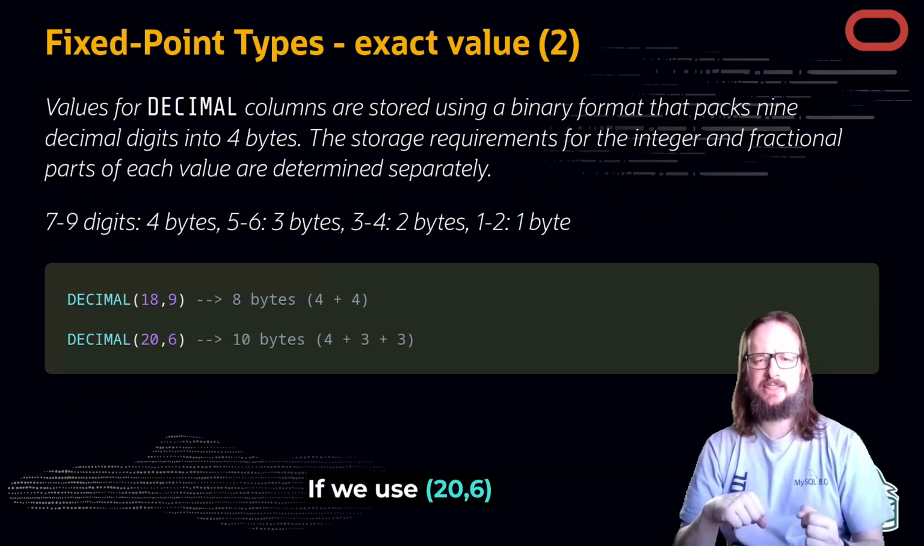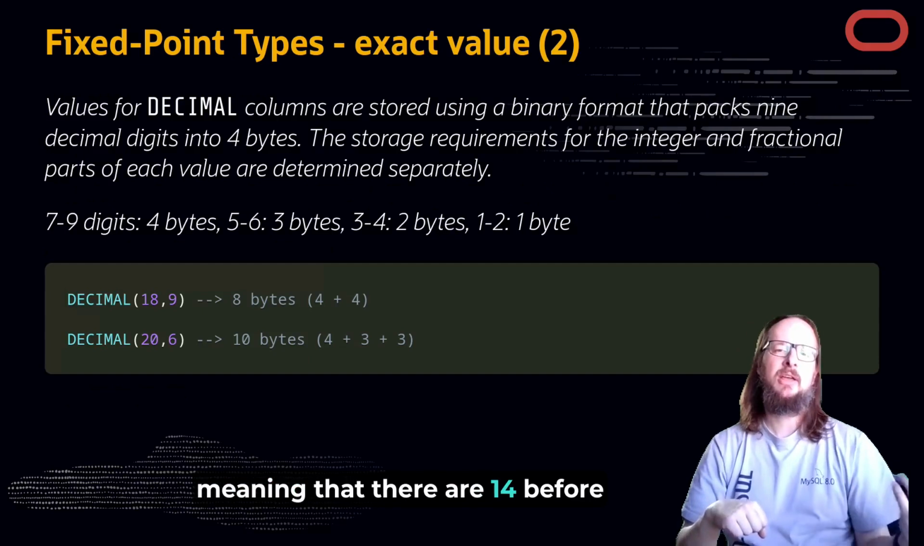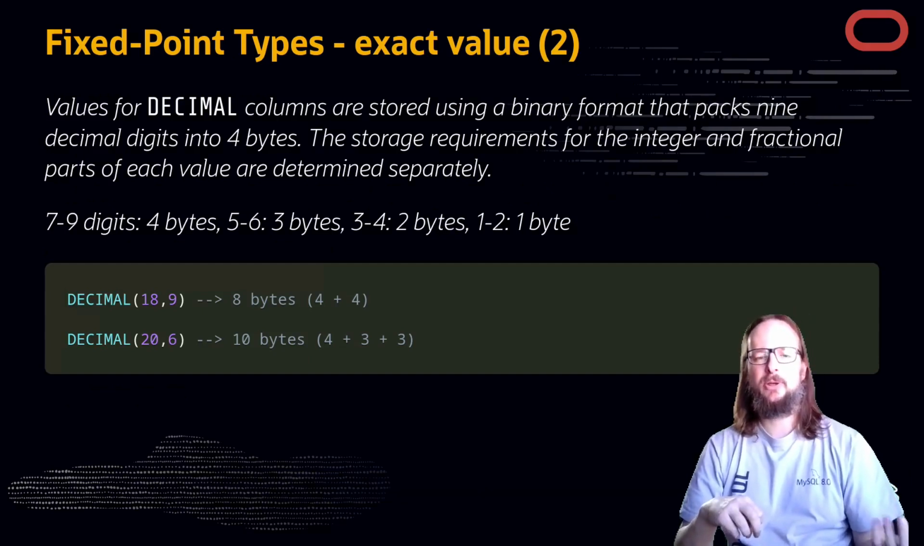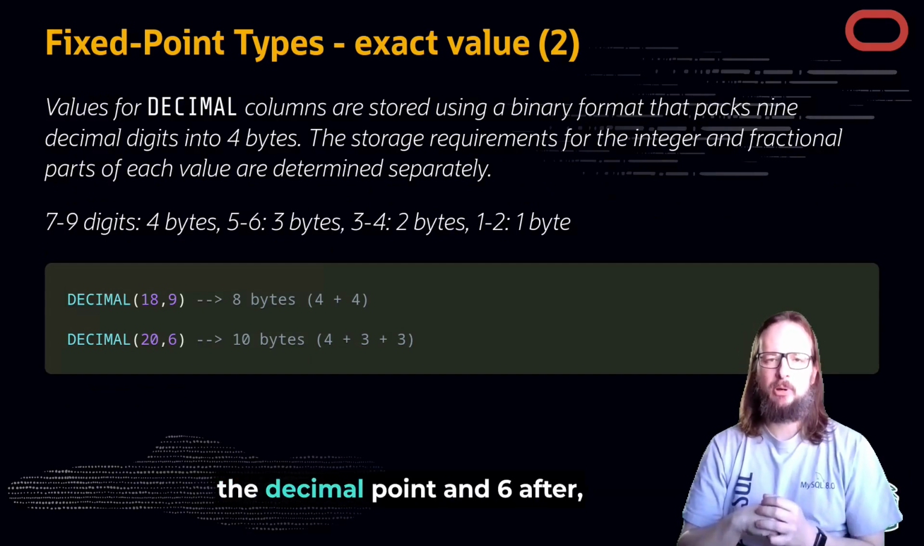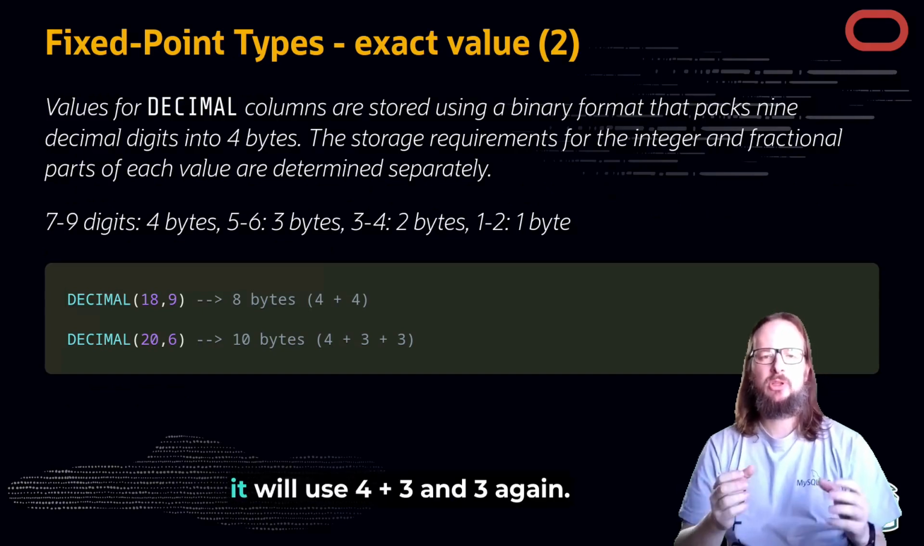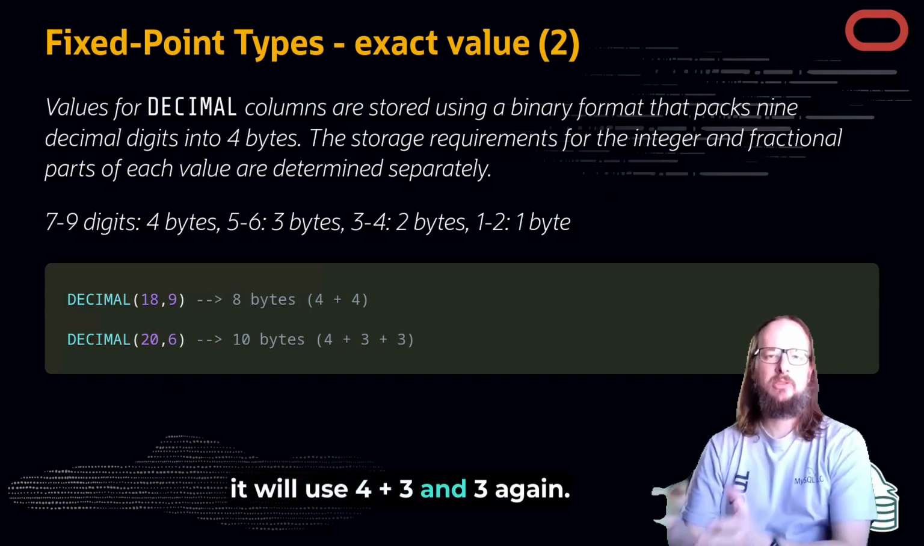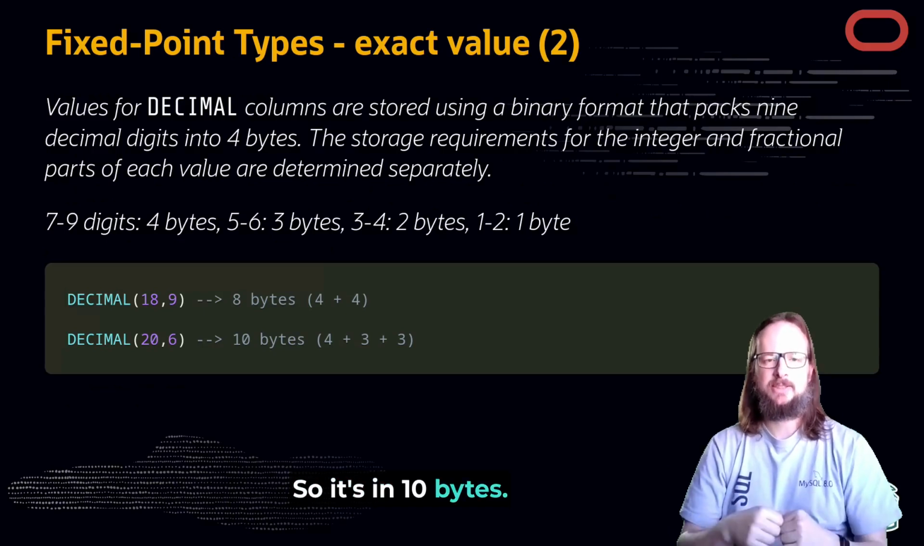If we use 20 and 6, meaning that there are 14 digits before the decimal point and 6 after, it will use 4 plus 3 and 3 again, so it's 10 bytes.